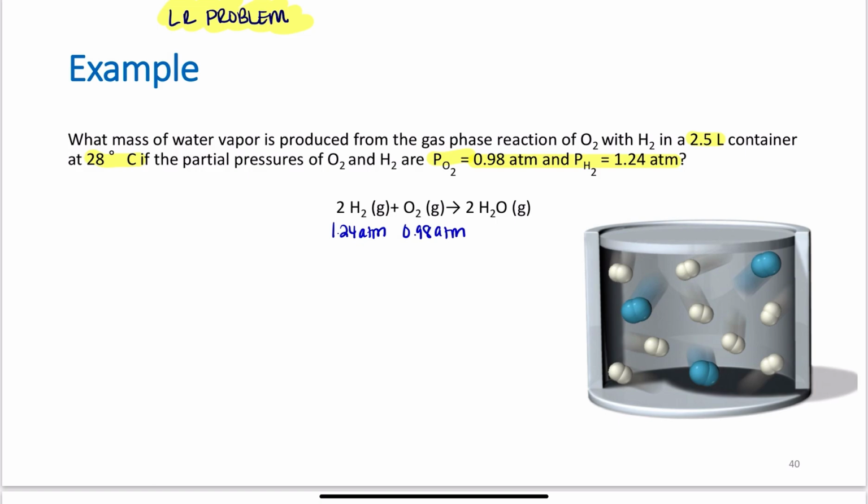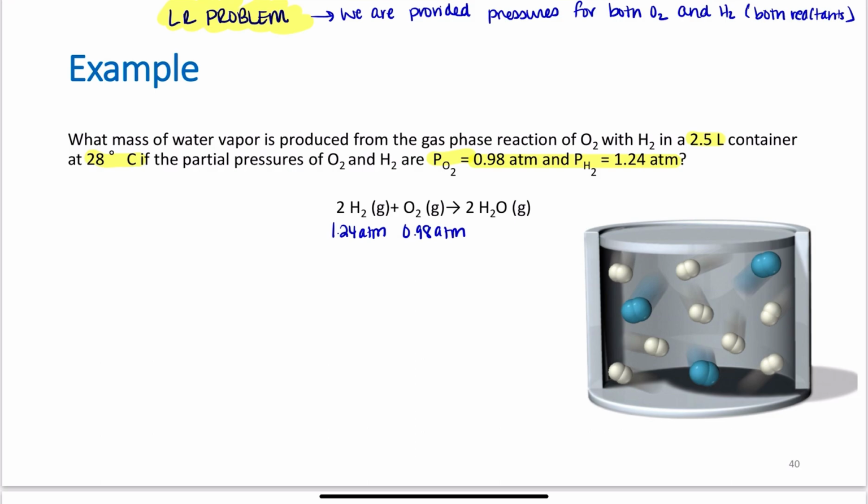We're provided pressures. So again, we are provided pressures for both O2 and H2, which is both reactants. And they're in the same mixture, meaning I can find the number of moles. This is a limiting reactant problem. We have to be able to recognize that.